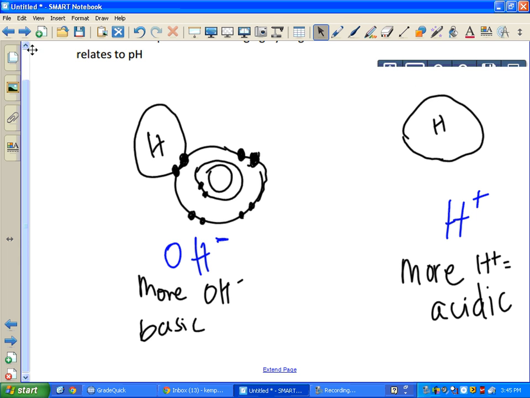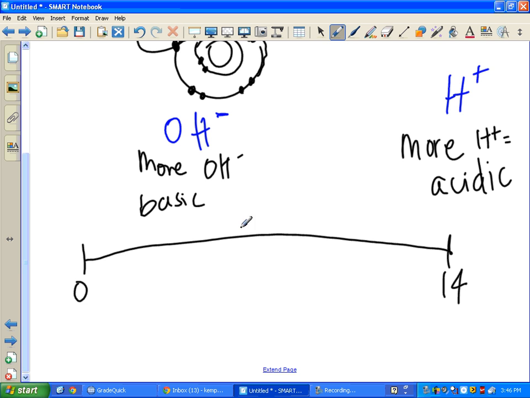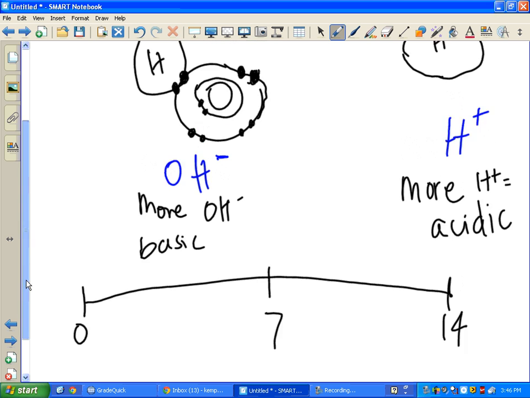Okay, so questions on this are always going to be like, as the hydrogen ion concentration increases, is that acidic or basic? And you would say, oh, it's acidic. Okay. Then we have the pH scale, which goes from 0 to 14, has 7 in the middle. I did this backwards. Fantastic.